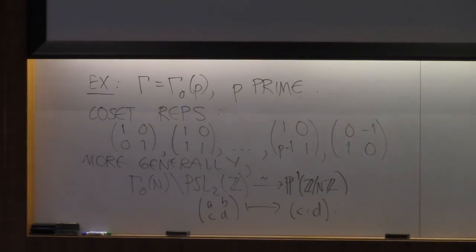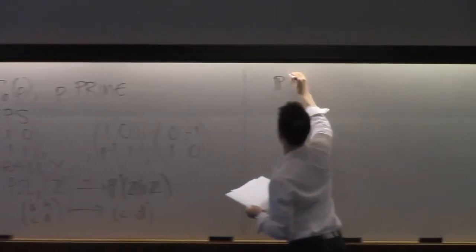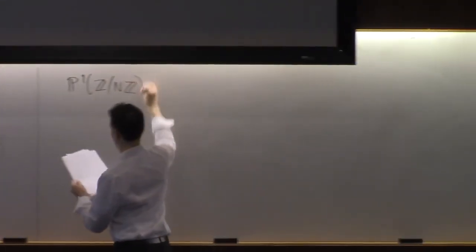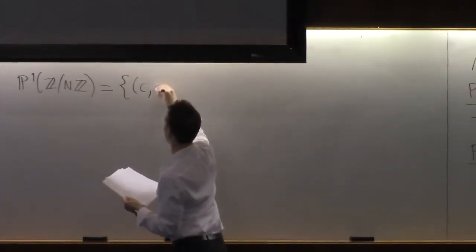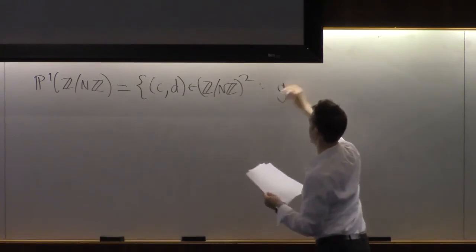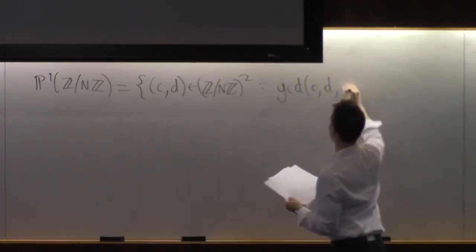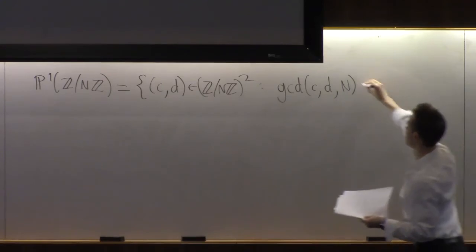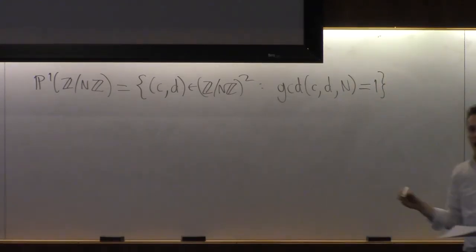What's P1 of a ring? Well, I get to choose two elements from the ring. They need to generate the unit ideal of that ring, and I consider them up to scalar equivalence by units in the ring R. So here P1 of Z mod NZ is the set of pairs C, D from Z mod NZ squared, such that the common GCD of C, D, and N is equal to 1. So I don't want a prime that divides N to divide both C and D.